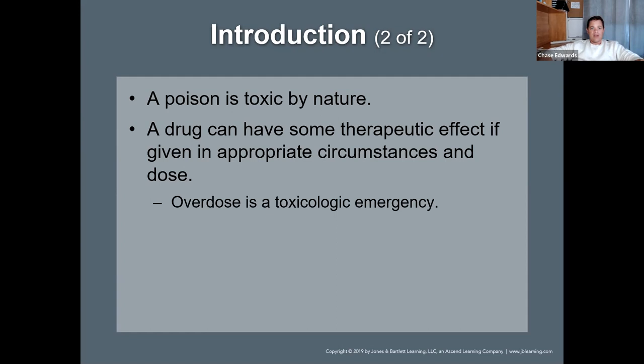A drug is a substance that has some therapeutic effect when given in the appropriate circumstances and dose. Examples of this are reducing inflammation, fighting bacteria, or producing euphoria. Whether licit or illicit, when a drug is taken in excess, a person is said to have overdosed. Overdose is what we would call a toxicologic emergency. And then also the person has been poisoned. At the time of an overdose, that would be a poisoning.